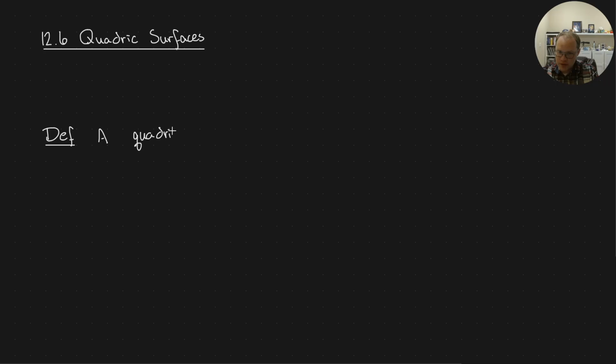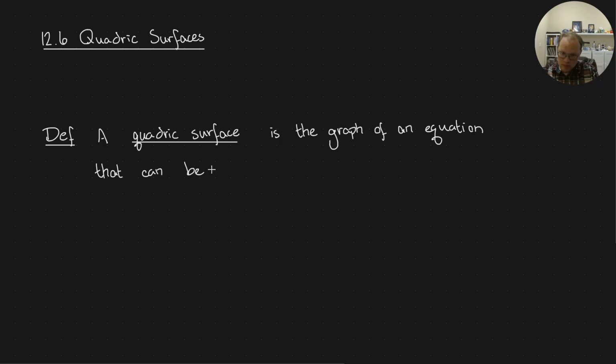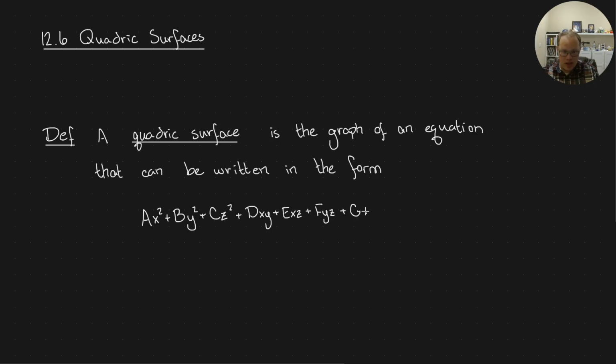A quadric surface is the graph of an equation that can be written in the form ax squared plus by squared plus cz squared plus dxy plus exz plus fyz plus gx plus hy plus iz plus j equals 0.